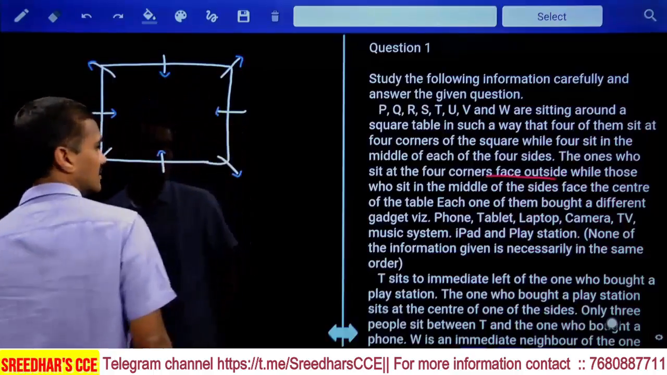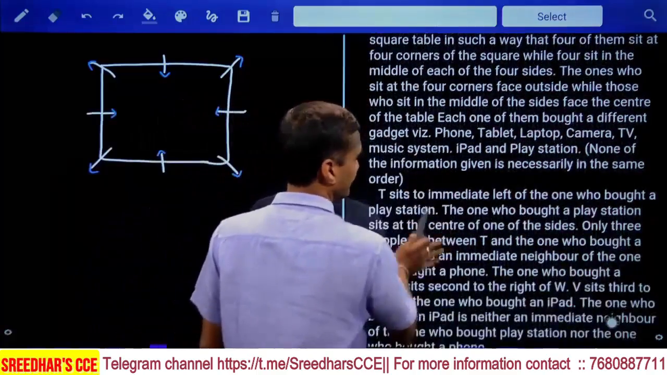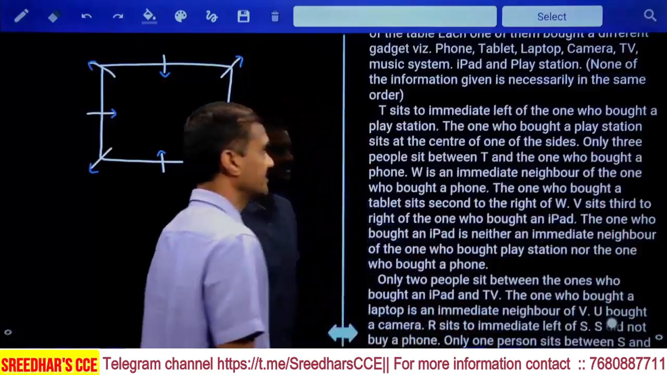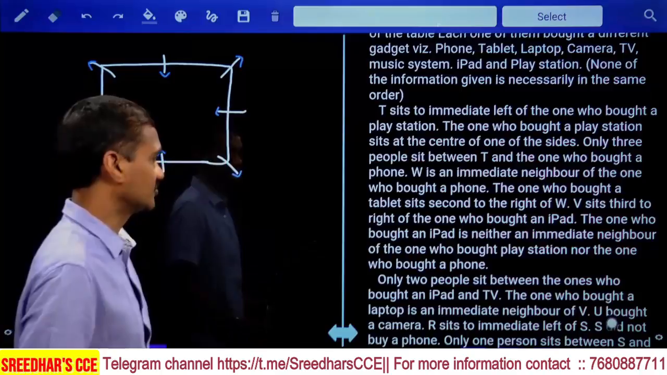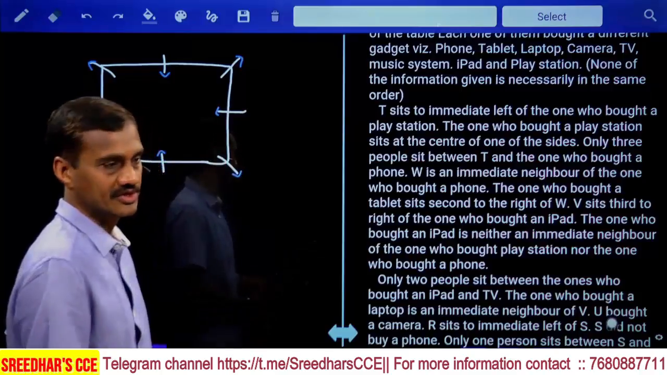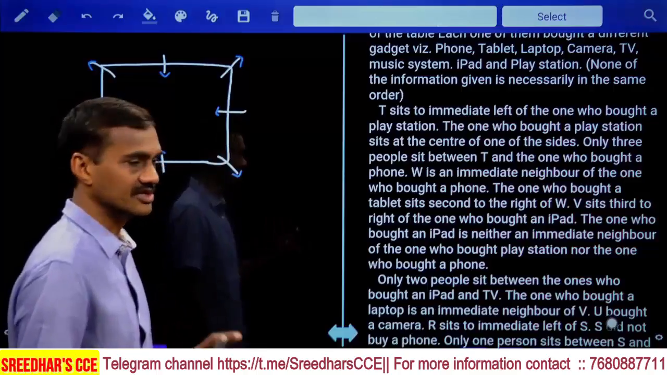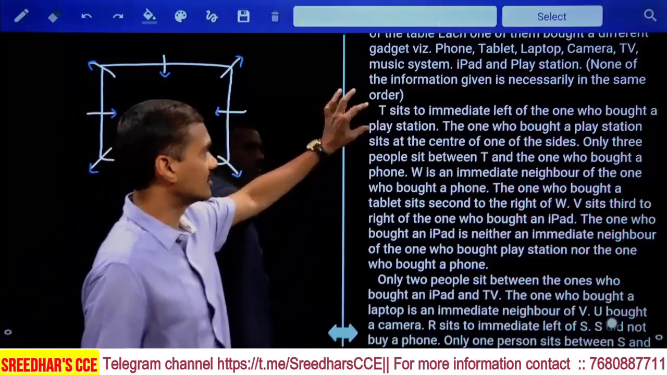8 persons. Then each one of them bought a different electronic gadget. 8 different electronic gadgets were given. Now coming to the first information here, T sits immediate left of the one who bought a PlayStation. Now what do we need to check out here? First we need to check whether any information is given about any person regarding his position, that is the direction. Hence we cannot directly start with the first statement.